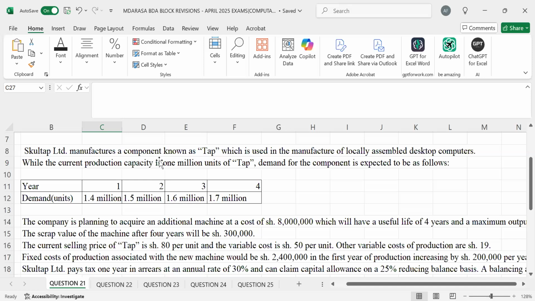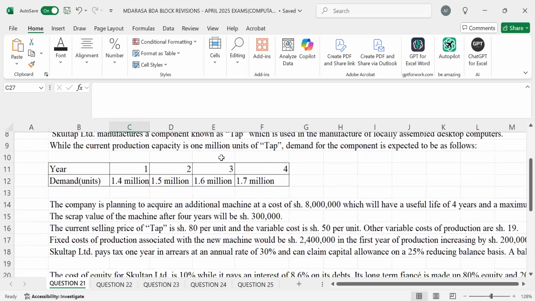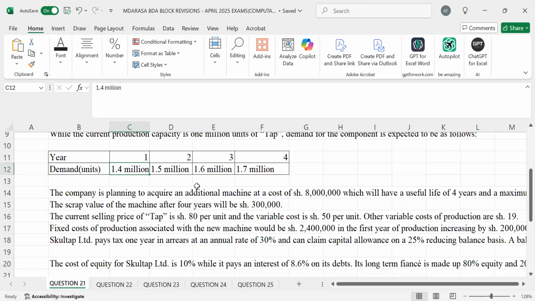Yeah, and some of you have attempted. That is very good. Some of you have attempted the questions. So I know for now you'll just be revising, for those who have attempted the question. So you're told that XCELL manufactures a component known as TAP, which is used in the manufacture of locally assembled desktop computers. While the current production capacity is 1 million, currently we are producing 1 million units of TAP. Demand for the component is expected to be as follows. This is the demand for this component.